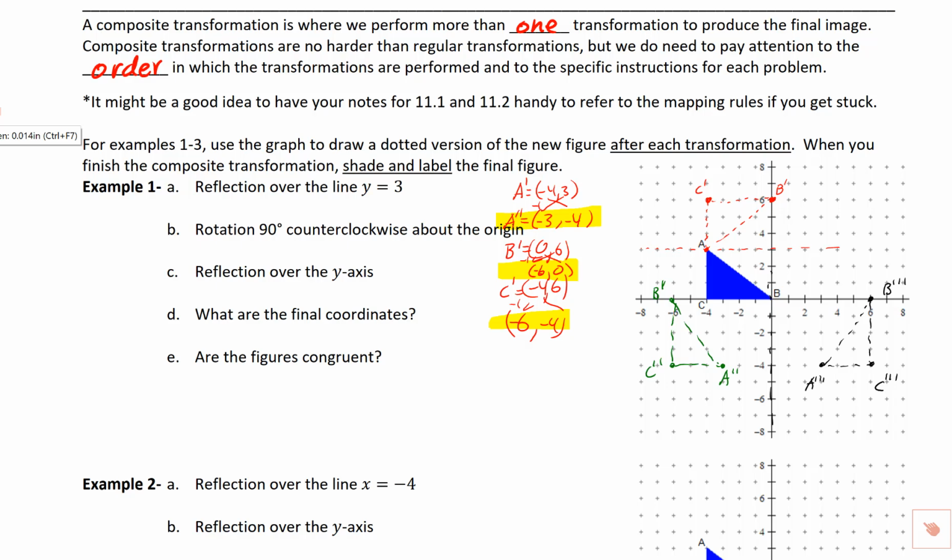It says, what are the final coordinates? So let's go ahead and write those down here. So we end up right here. Oh, and this one is the last one. Okay, good. So we're done with this one.